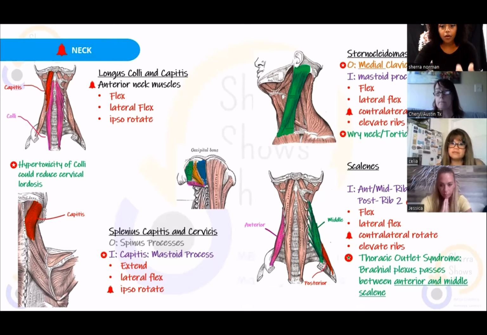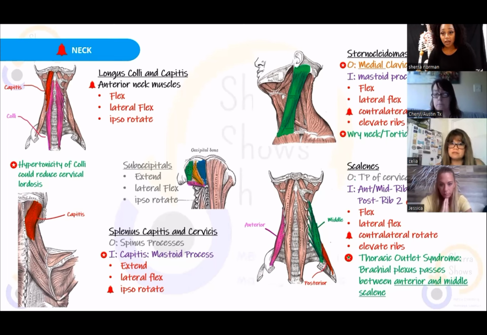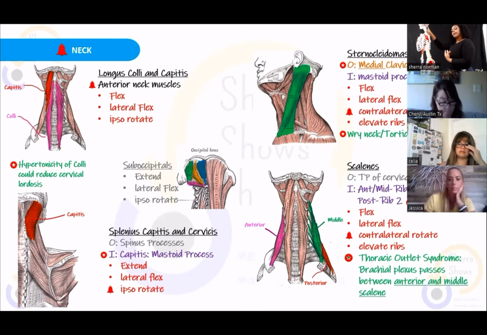Okay, and then of course we have suboccipitals. Again, they're grayed out. If you get back to these, great, but they're just the muscles at the base of the skull. They function like a back of neck muscle. They extend, side bend, ipsilaterally rotate. I wouldn't even worry about them. I've yet to see them come up or be mentioned. Okay, but just to complete it, there you go, suboccipitals.